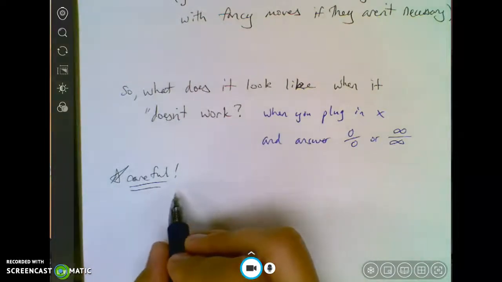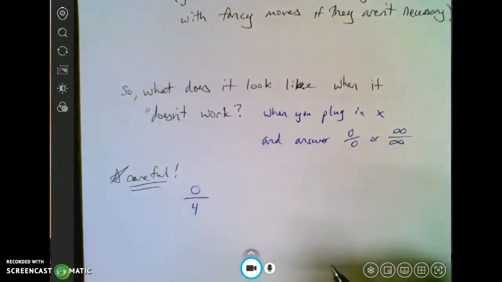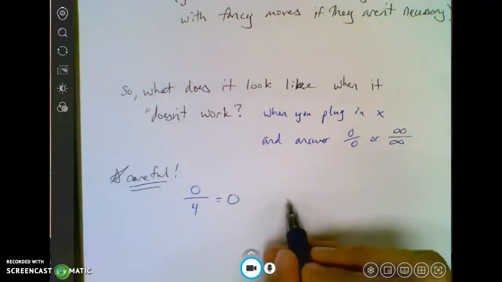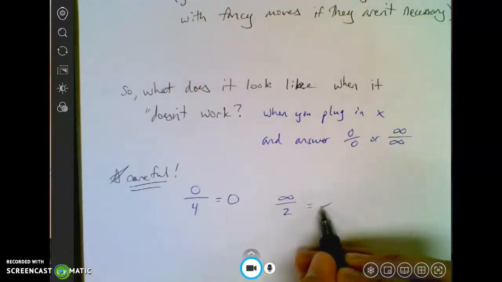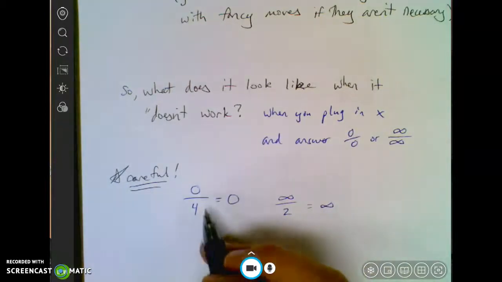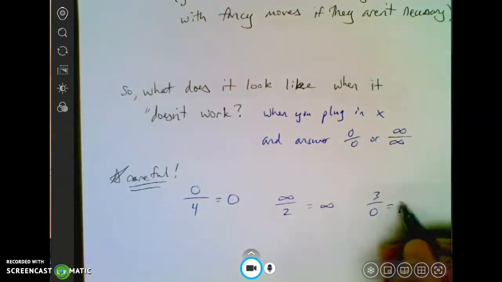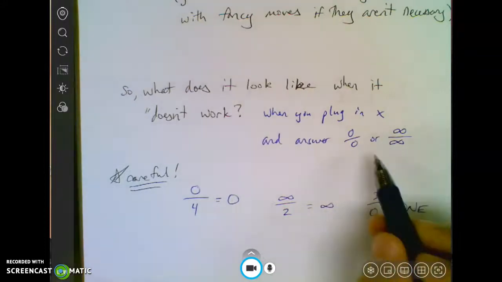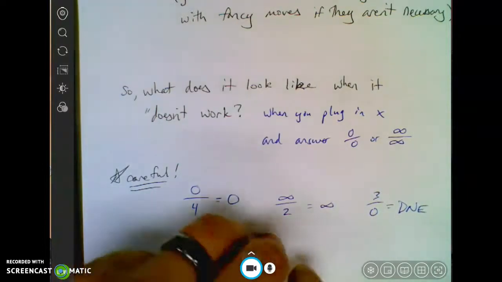I did say careful because if you get just a 0 on top, there is an answer. Your answer would be 0 for a limit. If there was just an infinity on top, then your answer would be infinity, right? So if there's a 0 on bottom, let's say it was 3 over 0, your answer is the limit does not exist because it's an asymptote. So basically the two cases you're worried about are 0 over 0 and infinity over infinity. That's what it means when direct substitution doesn't work.